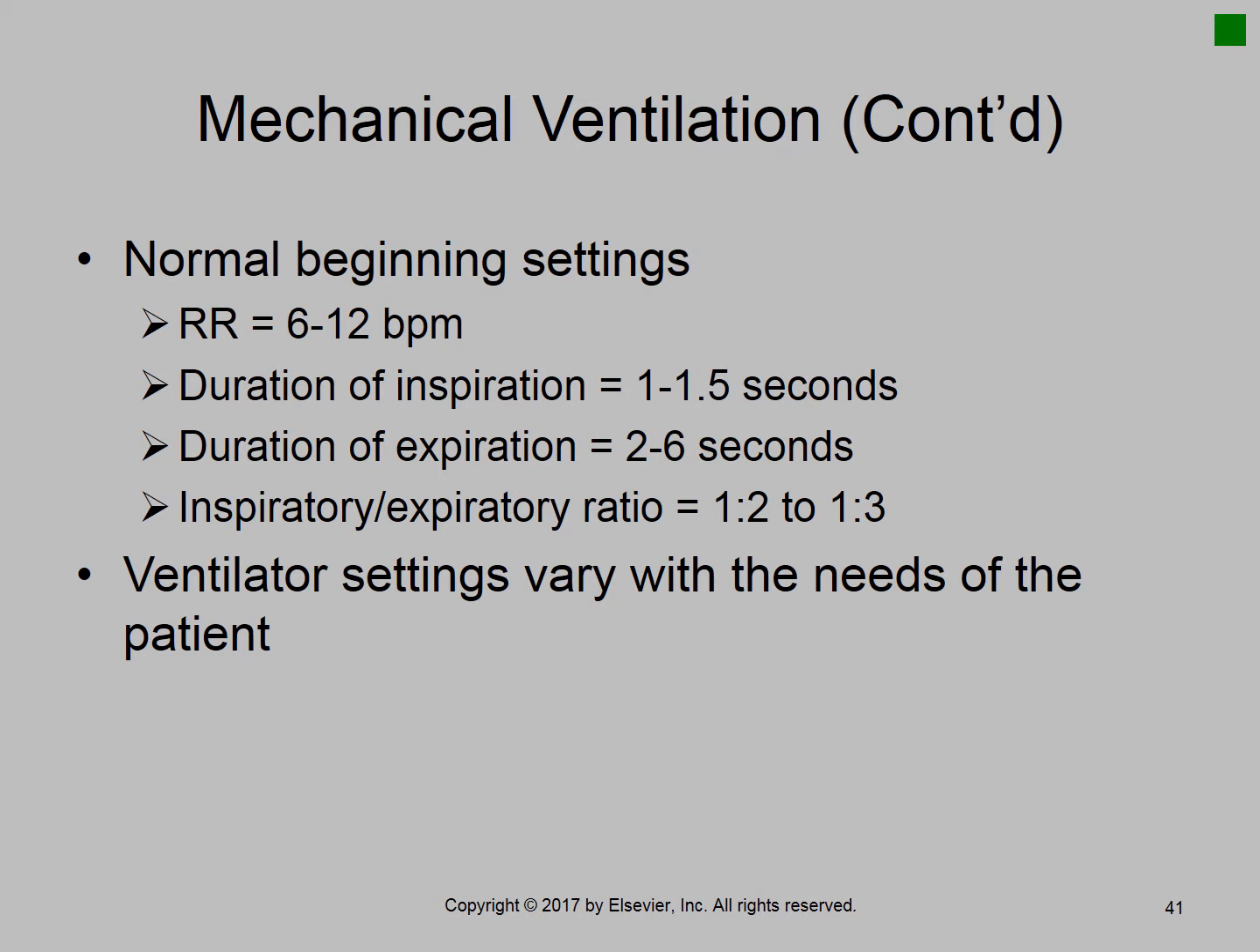Normal breathing settings for your vents: respiratory rate you'll set between 6 and 12. Duration of inspiration you'll set between 1 and 1.5 seconds. Duration of expiration 2 to 6 seconds. And the inspiratory-expiratory ratio based on those periods will be 1 to 2 to 1 to 3.